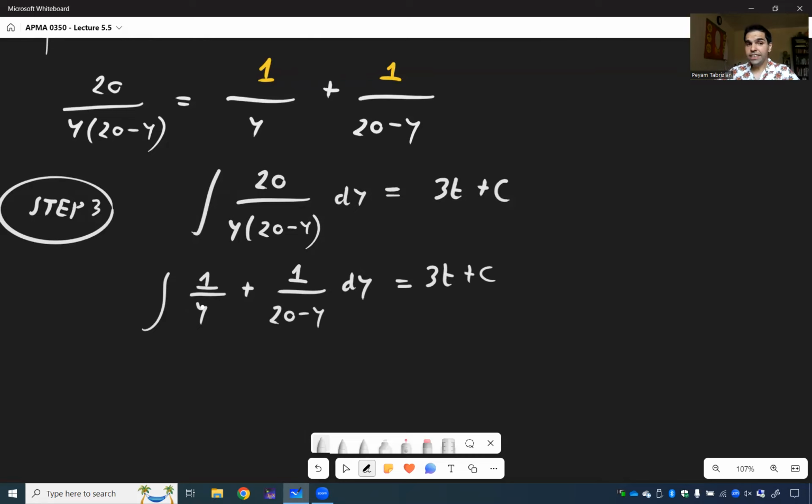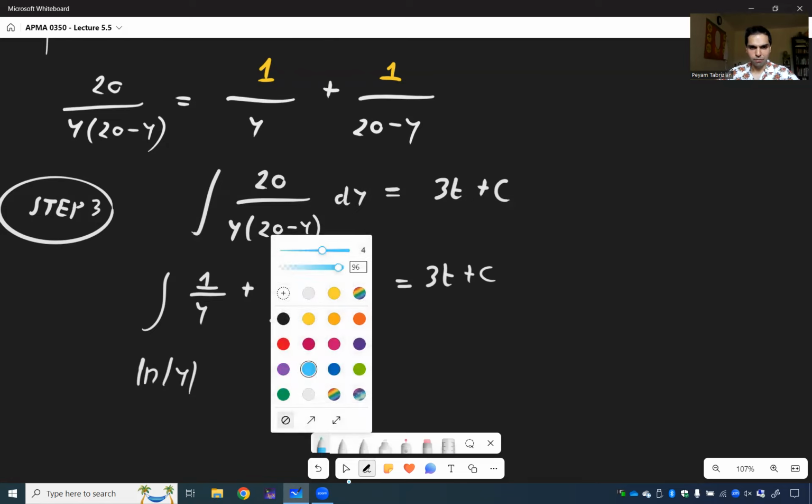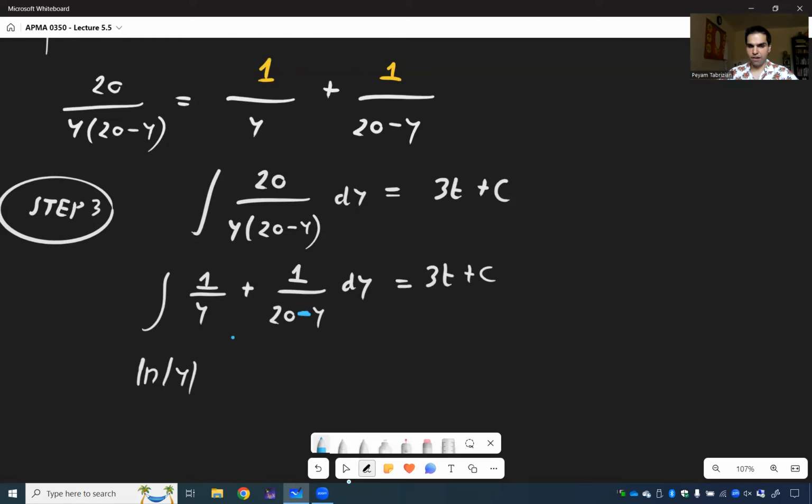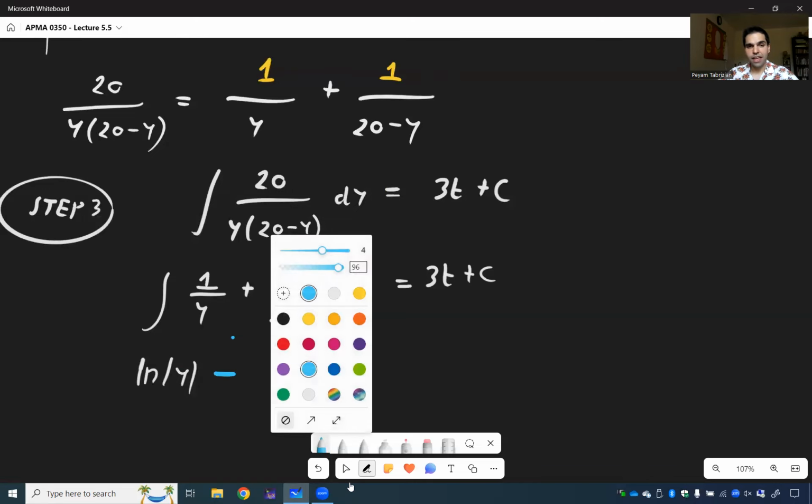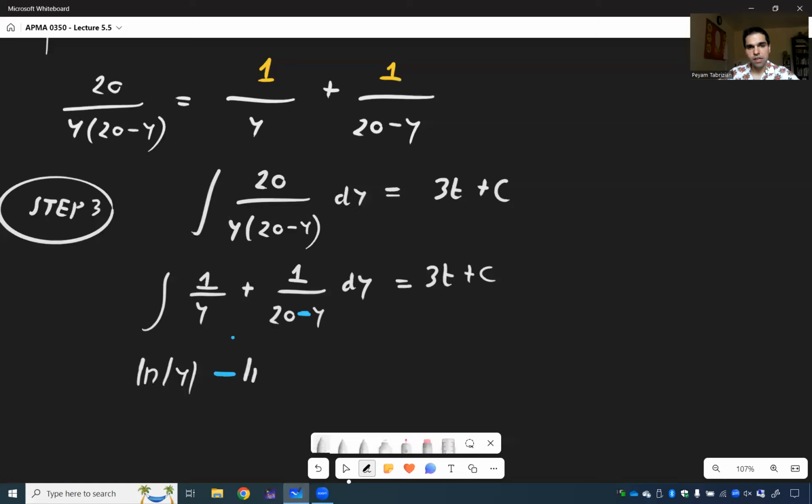Now, what is the integral of 1 over y? Well, that's where our friend ln comes in. So ln of the absolute value of y. And for this 20 minus y, you have to be very careful because there is this minus sign. So it turns out an antiderivative is not ln of 20 minus y, but minus ln of 20 minus y.